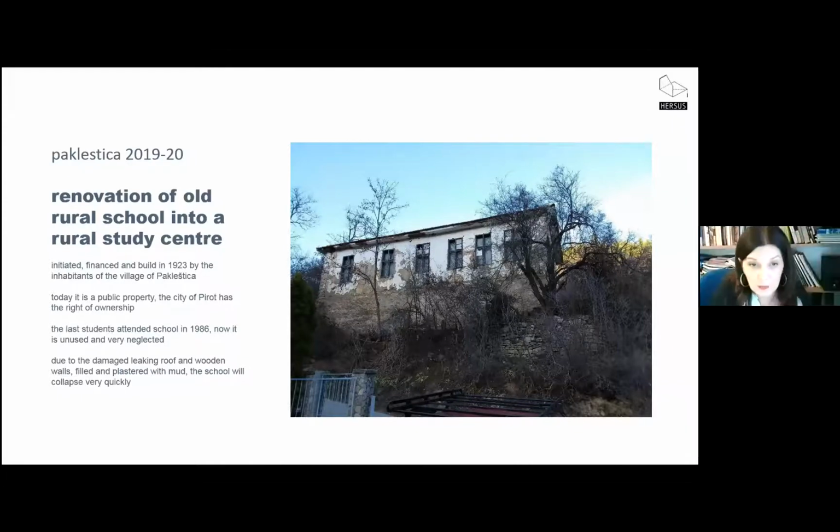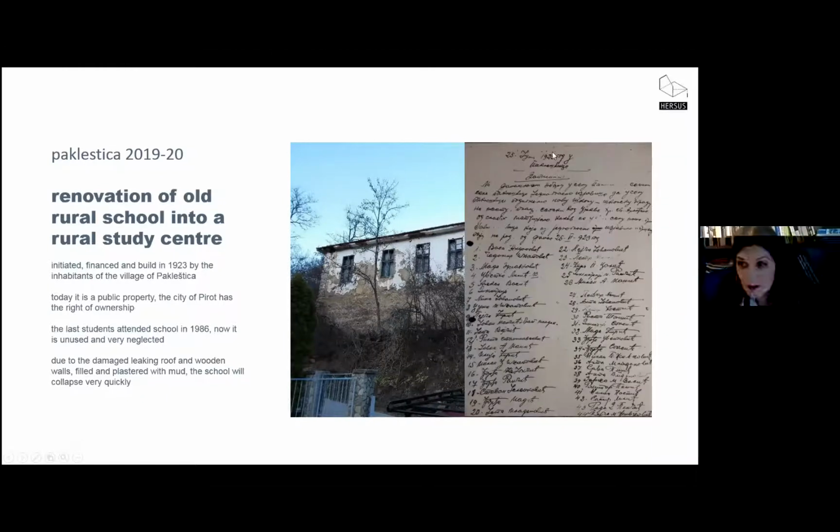It is a nearby village on Old Mountain, to renovate the old school together with the locals, and civic initiative mentions ORSP. This school was built in 1923. It has been abandoned since 1986. It was built by its inhabitants, and this is one old letter which shows that in 1923 they agreed to gather funds and to build a school. Today it is public property, and the city of Pirot has the right of ownership.